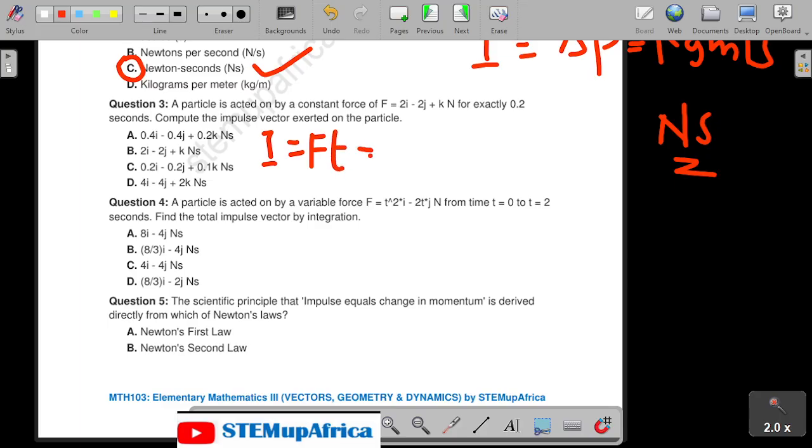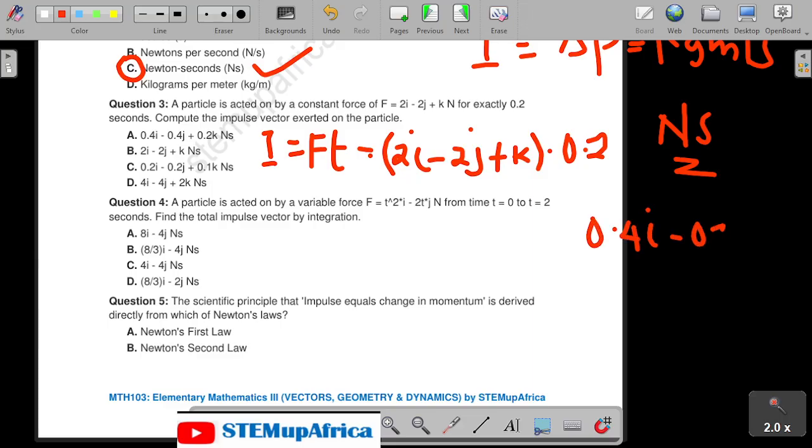So what is the F? Our F is 2I minus 2J plus K, times 0.2. 0.2 is a scalar, while the impulse is a vector. So when a scalar multiplies a vector, what we have is a vector and not a scalar. So 0.2 times 2I will give us 0.4I minus 0.4J plus 0.2K. So that's option A. Don't forget the unit. Impulse is in Newton seconds.